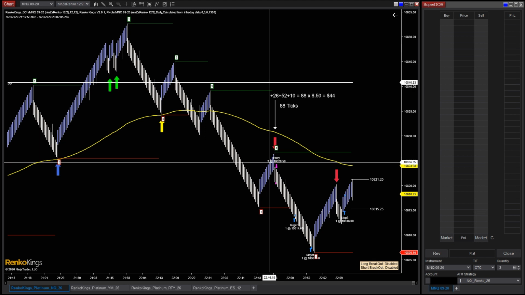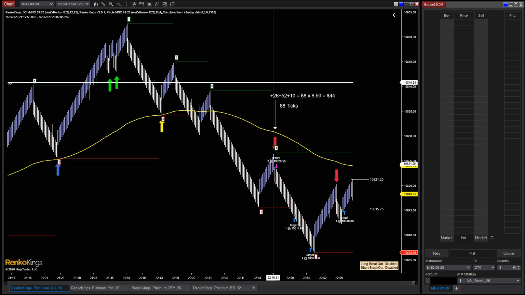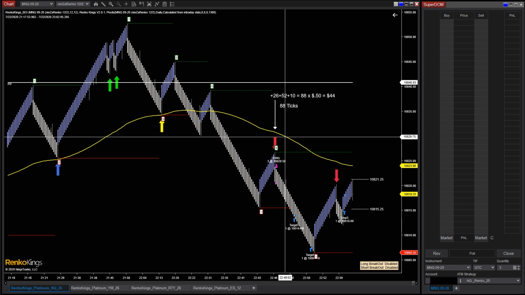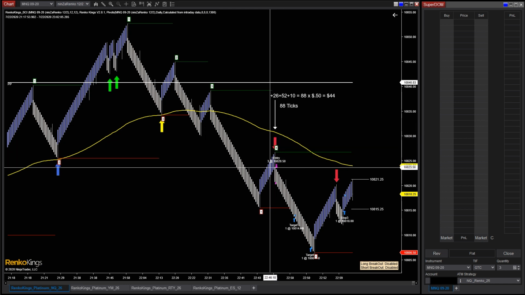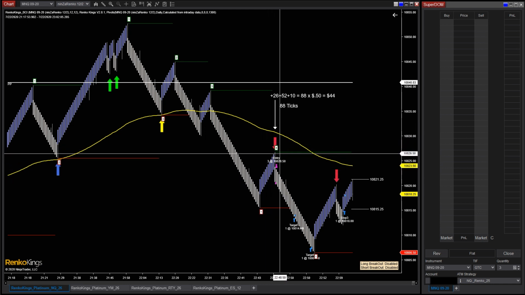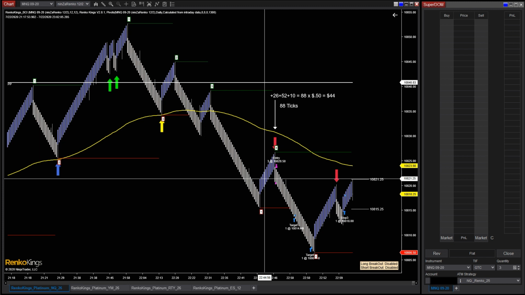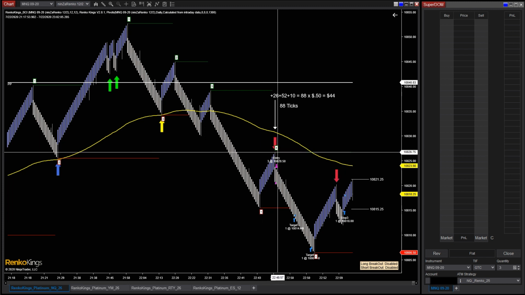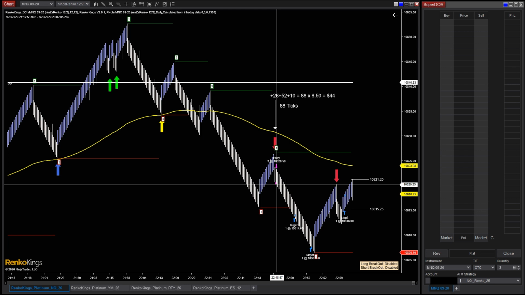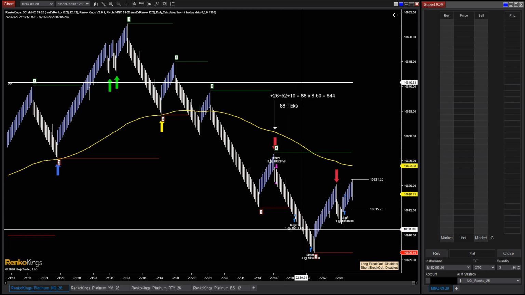Okay. Ideally, I would have loved to have seen a yellow signal, a longer retracement. But you got to take what the market gives you. You never know what the market's going to give you. Okay. And we got this yellow signal, and I took it. Okay. And we got our first target. We got our second target.